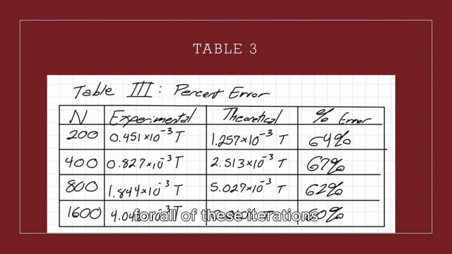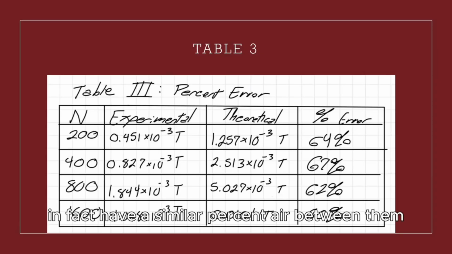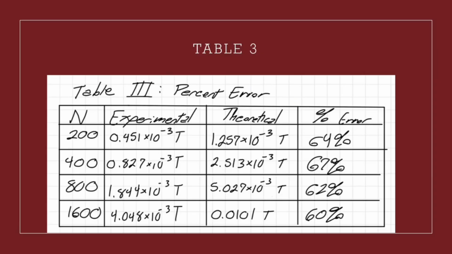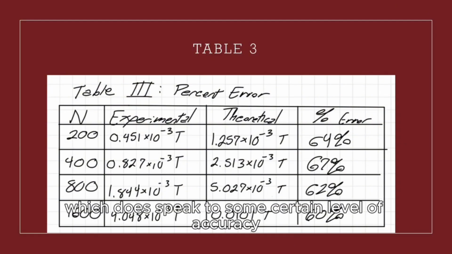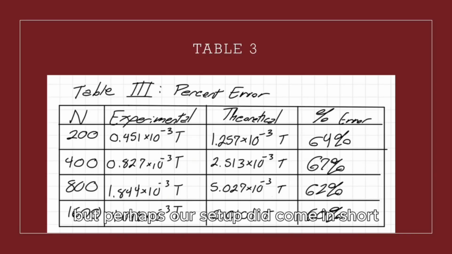All of these coils do in fact have a similar percent error between them, which does speak to a certain level of accuracy, but perhaps our setup did come up short when using the software to read the magnetic field magnitude, or perhaps it was something more of our way of going around the calculations, since we used the same current for all of these. Maybe some variation could have given us better percent errors. But as it is, these are our results.